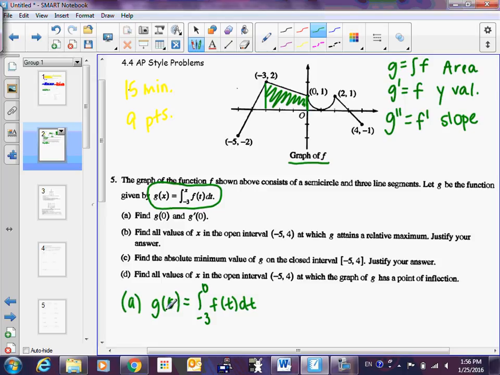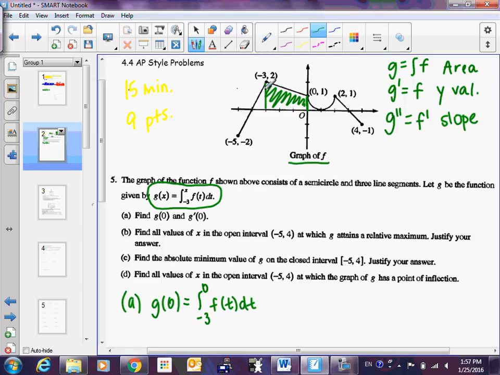So g of 0, which is what they're asking for, is the same as the area under the curve of f of x, or f of t, or whatever you want to call it, between x equals -3 and x equals 0. So that's a trapezoid. We can do this in one go, or you can break it up and do it as a triangle and a rectangle. Okay, I'm going to just bite the bullet and do the trapezoid. It's really not that bad.